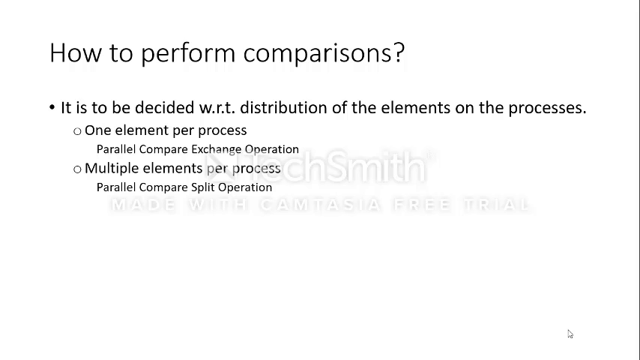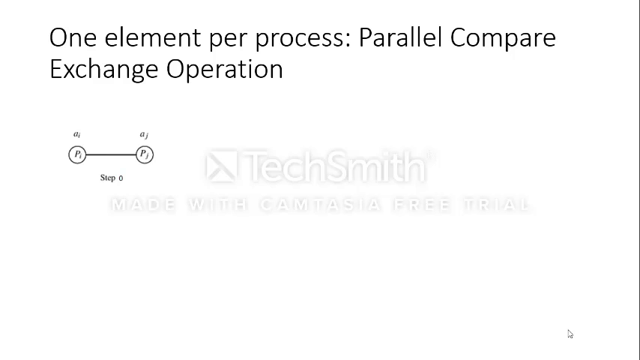for the other method, multiple elements per process, there is another operation named the parallel compare split operation. Now we have to differentiate between both of them with the help of examples. In the case of the one element per process scenario, suppose that there are two different processes, process Pi and process Pj.